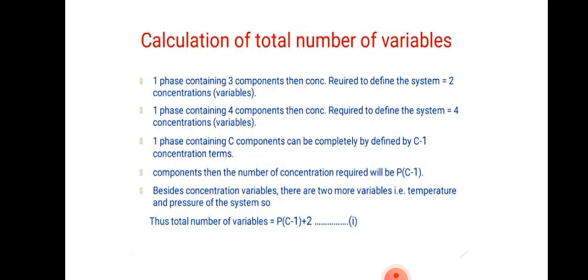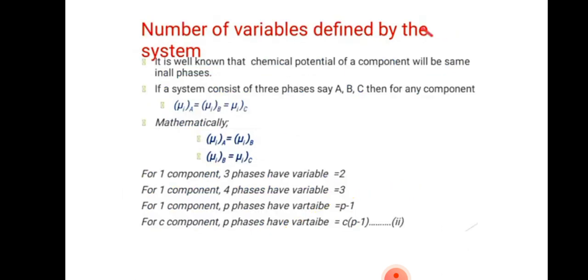So the total number of variables is equal to P into C minus 1 for composition plus 2, one variable for temperature and one variable for pressure at equilibrium. So that's why we add plus 2 for temperature and pressure. So this is the total number of variables. Next we find the number of variables defined by the system.